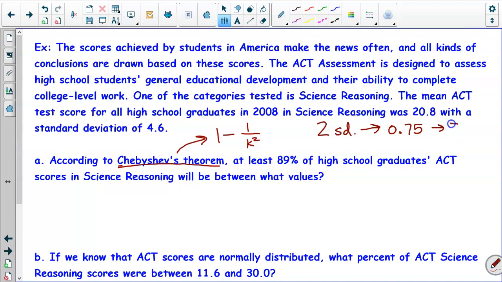So, you want to try something besides 2? Maybe 3? 2.5, 3? What do you want to try first, 3? Okay, so 1 minus 1 over 3 squared would be 1 minus 1 ninth, which is 8 ninths. And what is 8 ninths?